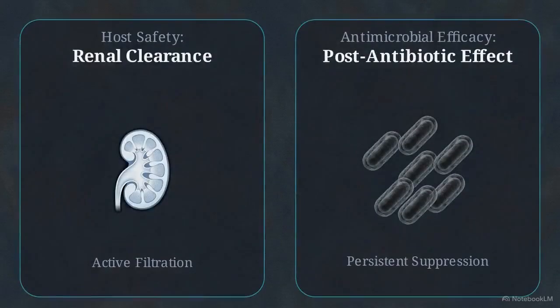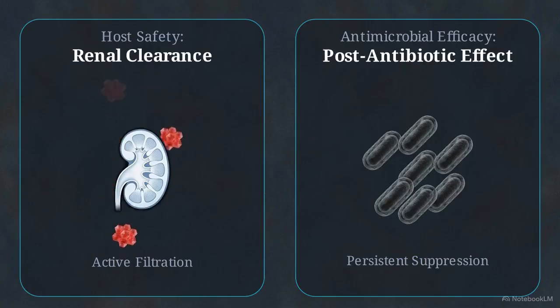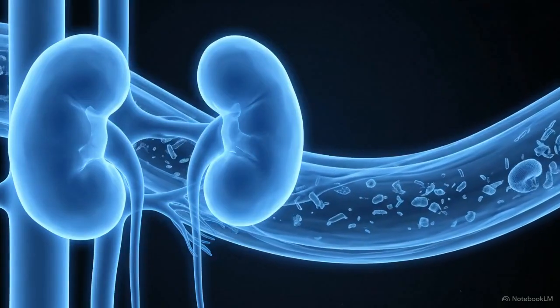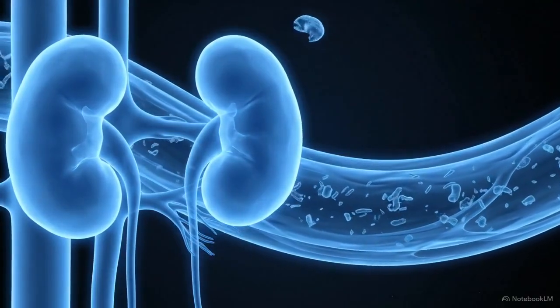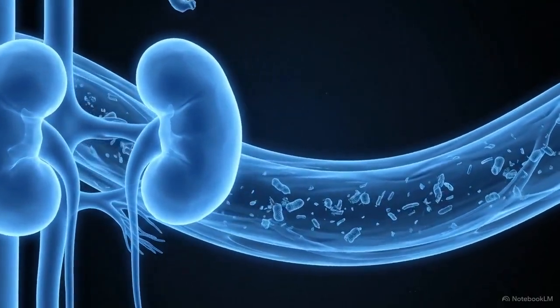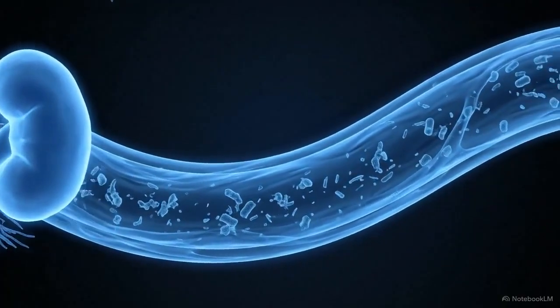Stretching the interval gives the host's kidneys the necessary time to clear the toxic drug, while the post-antibiotic effect keeps the infection totally suppressed in the background. Combining concentration-dependent killing with the post-antibiotic effect allows clinicians to deliver a devastating strike to the pathogen while providing a biological safe harbor for the patient's organs.